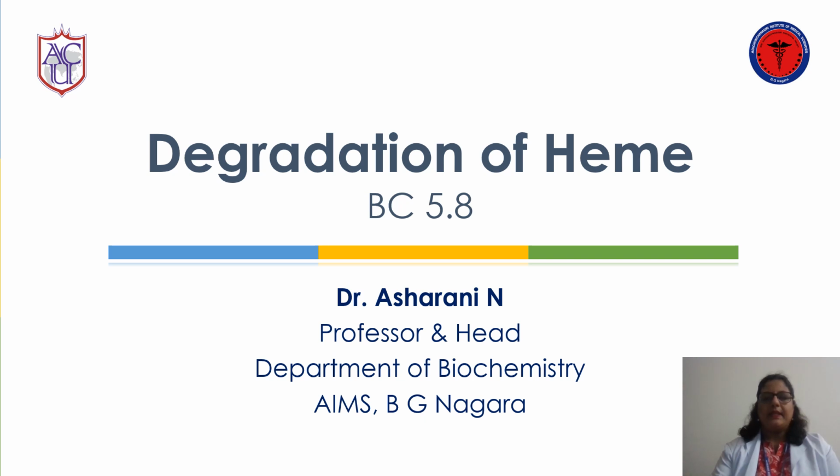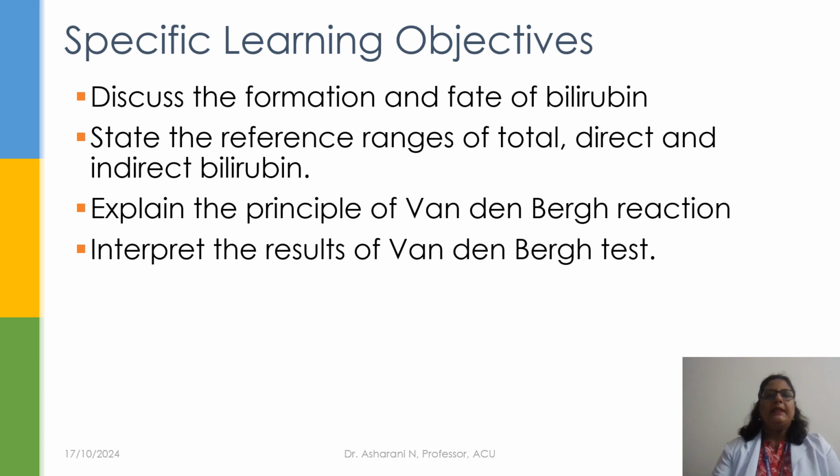The competency addressed is BC 5.8. These are the specific learning objectives of this session. First one, to discuss the formation and fate of bilirubin, to know the reference ranges of total, direct and indirect bilirubin, principle of van den Bergh's reaction and how to interpret the results of van den Bergh's test.